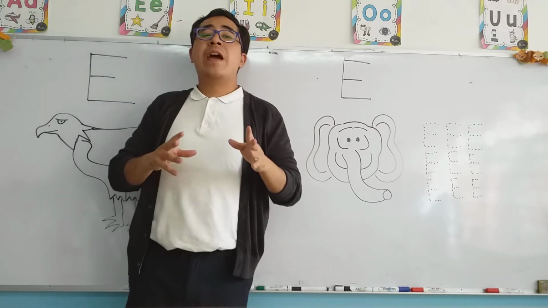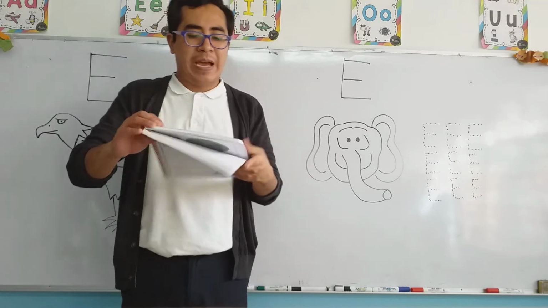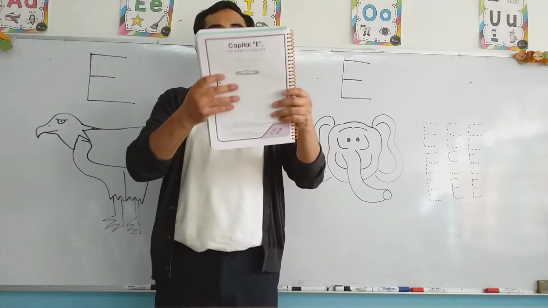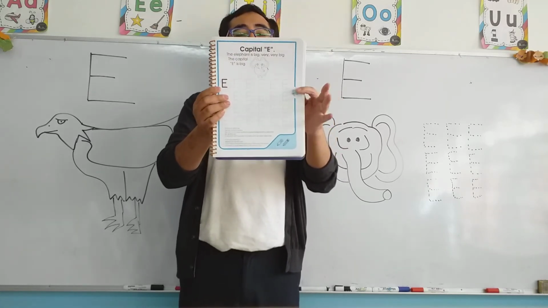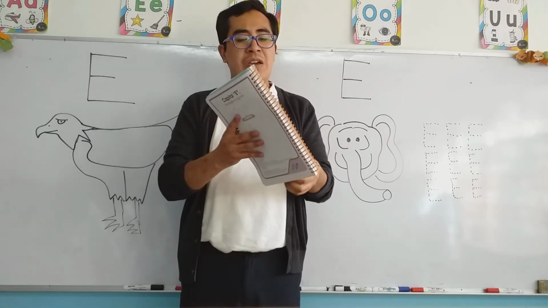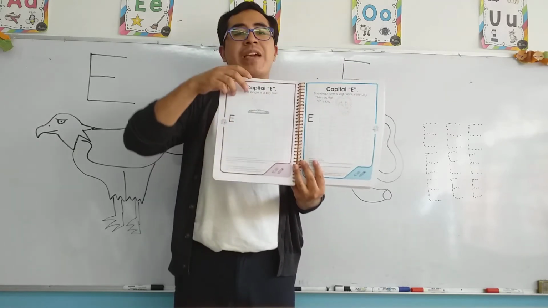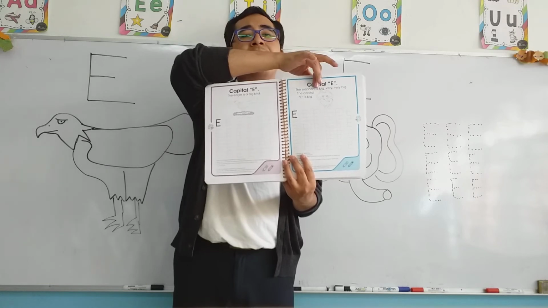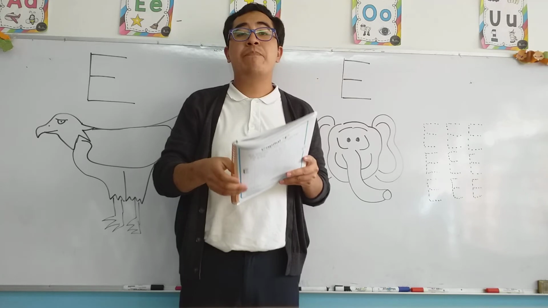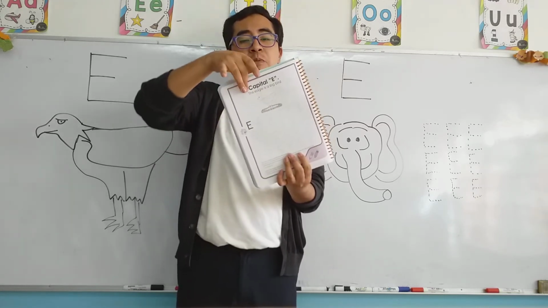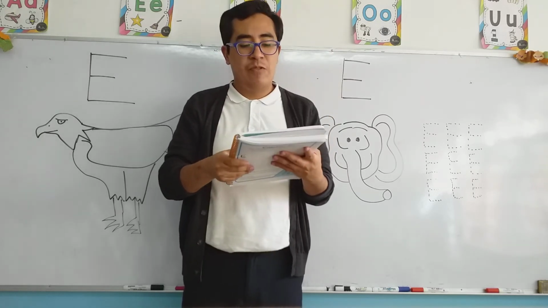Very good. Now, the activities of today, once again, are part of your teddy book, and they are located right here. Page 80, page 81. So, as you can see, we have the animals that we discussed on the whiteboard. We have the eagle and we have the elephant. Now, the exercises are divided in three parts. The first part, it says the letter and we have a small sentence. I'm going to read it for you.